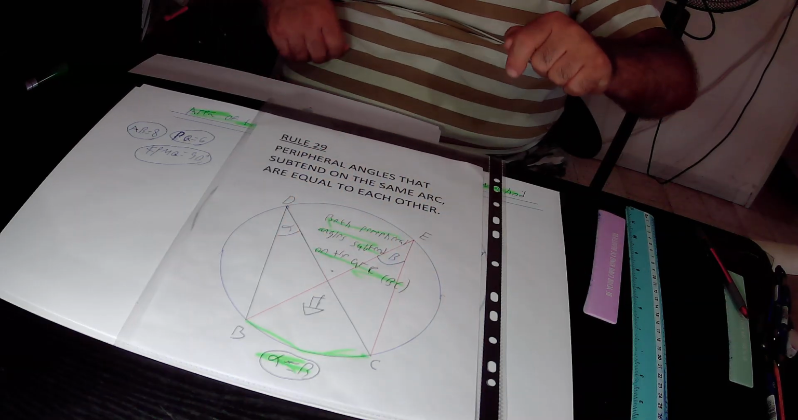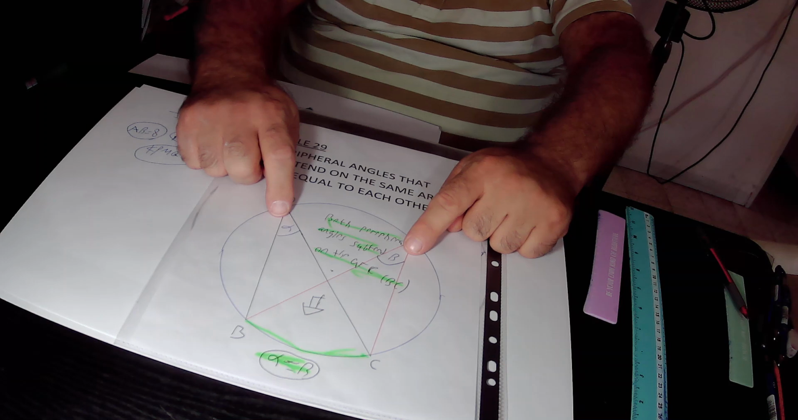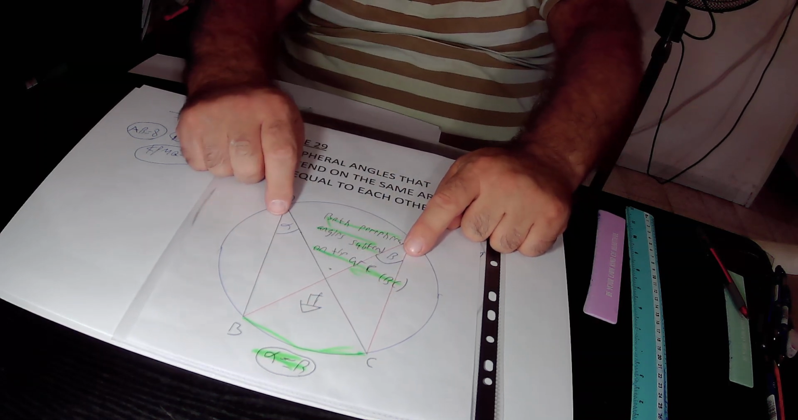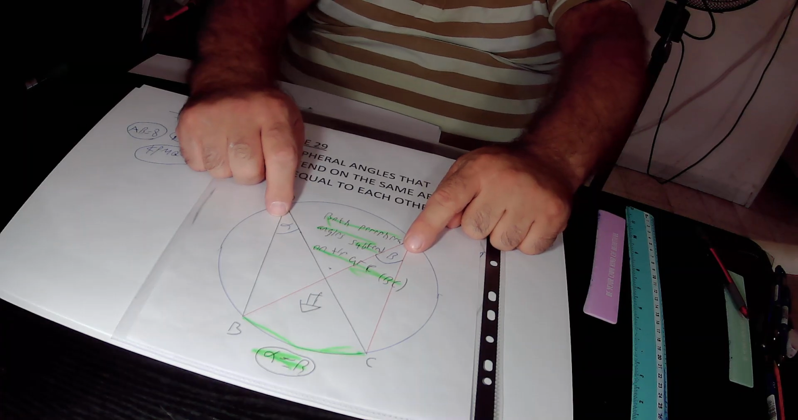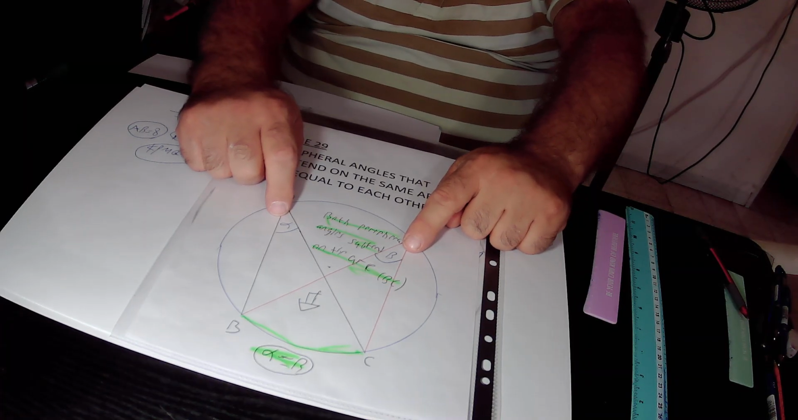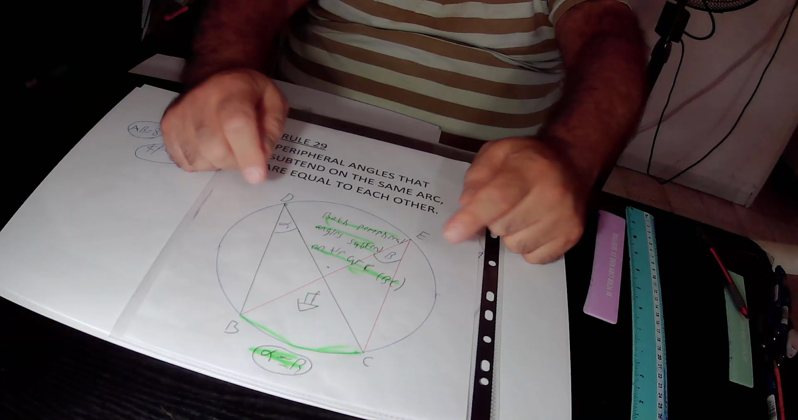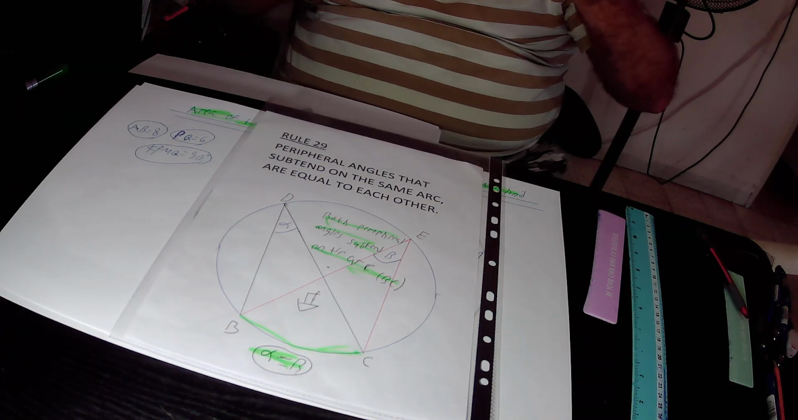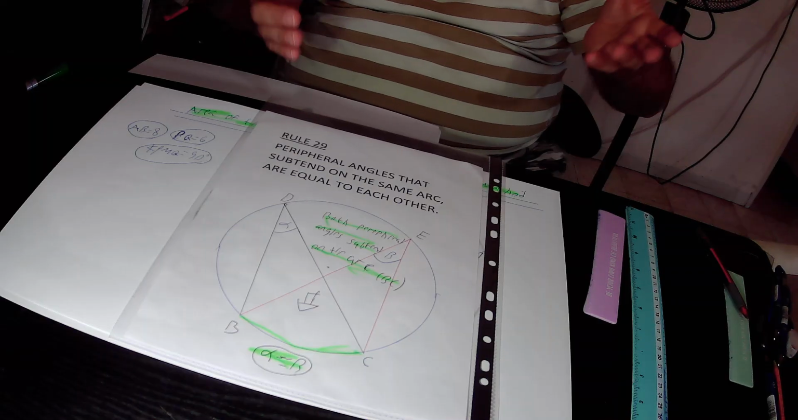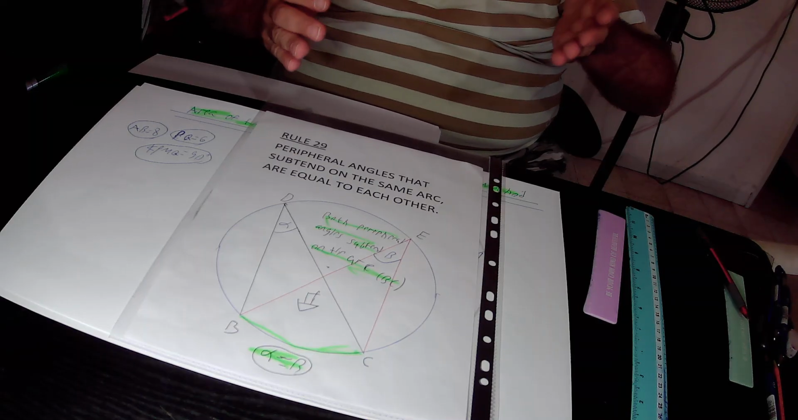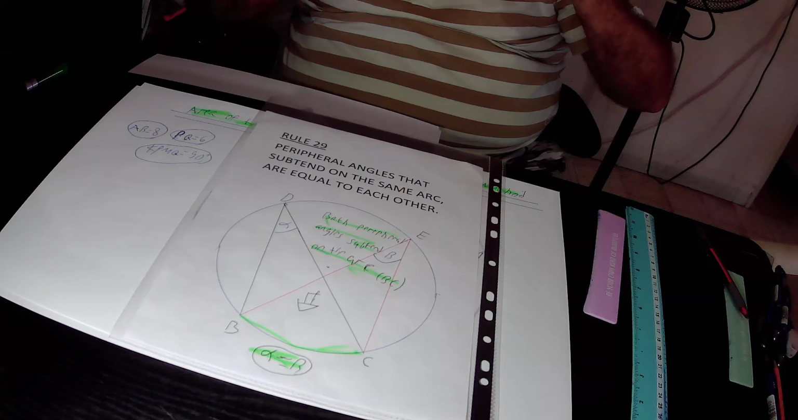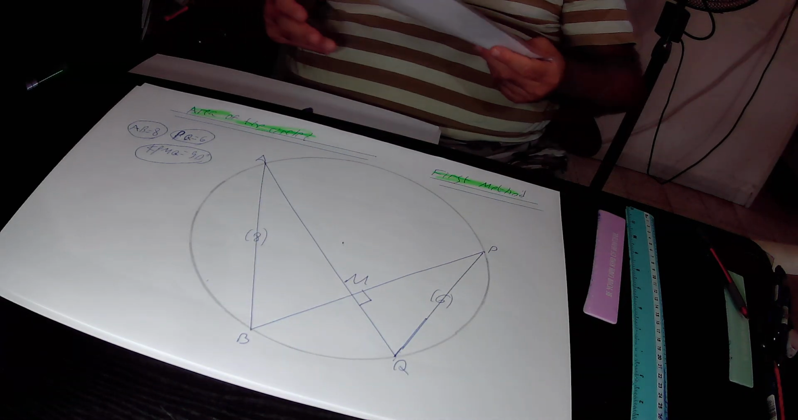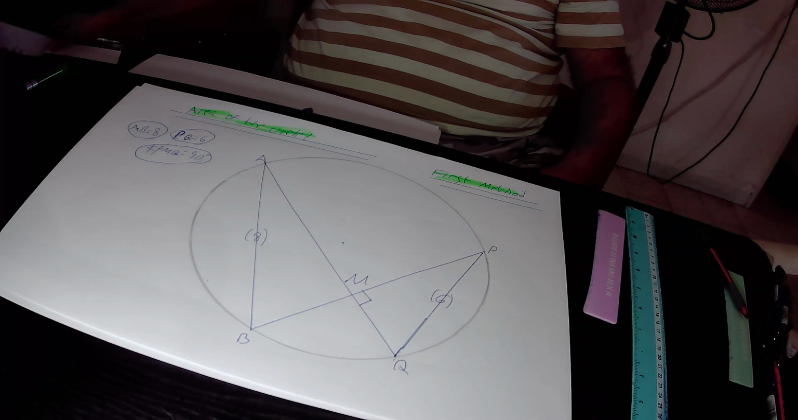And because of the fact that those two peripheral angles both subtend on the same arc BC, they must be equal to each other in their sizes. This is to say alpha equals beta. So according to this Rule 29, if two or more peripheral angles subtend on the same arc, they must be equal to each other in their sizes. So we can implement Rule 29 in our drawing.